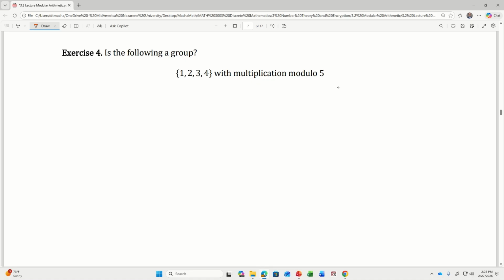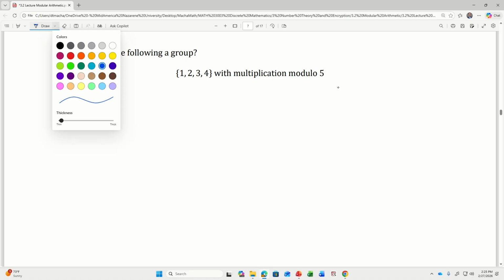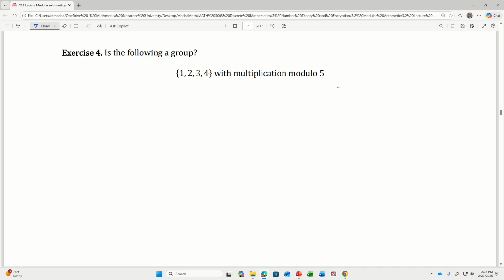Is the following a group? It's the set 1, 2, 3, 4 with multiplication mod 5. So now forget about addition, because now our binary operation is multiplication mod 5. We've got to go back to our checklist. Does this have closure?